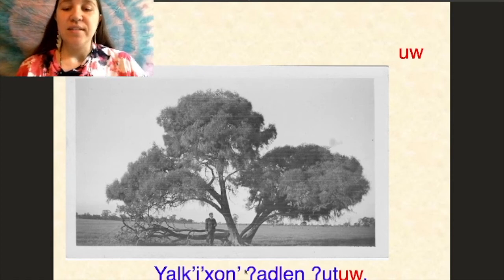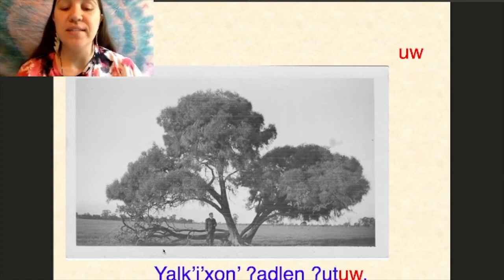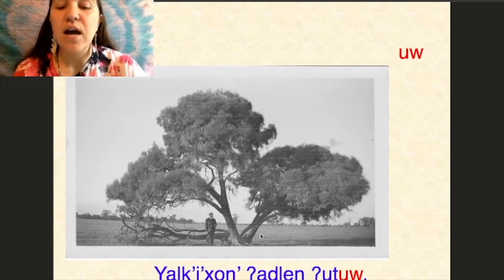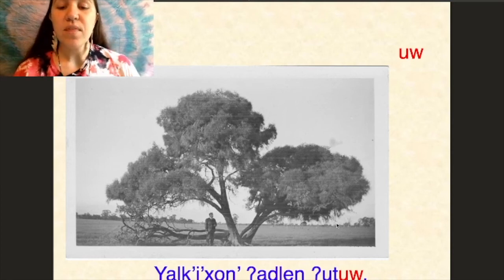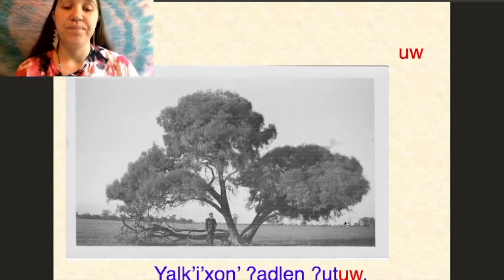So this sentence includes the word utu, and we have that sound there, that oo. I'll read the sentence. It says, yalk ehon adlen utu. And this would mean that the man, or he, is standing underneath the tree.